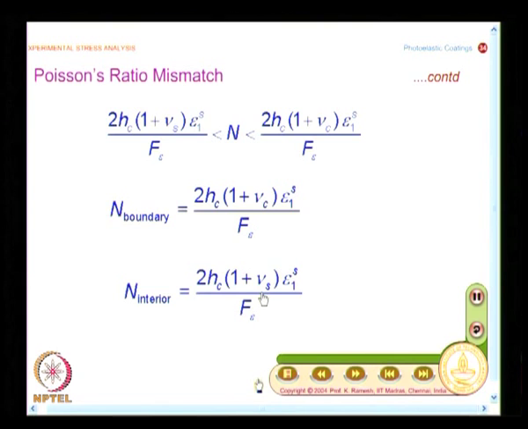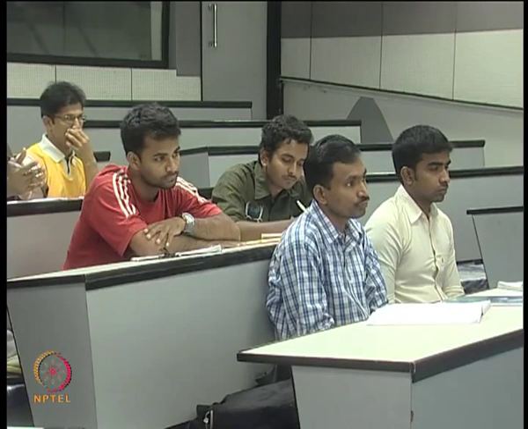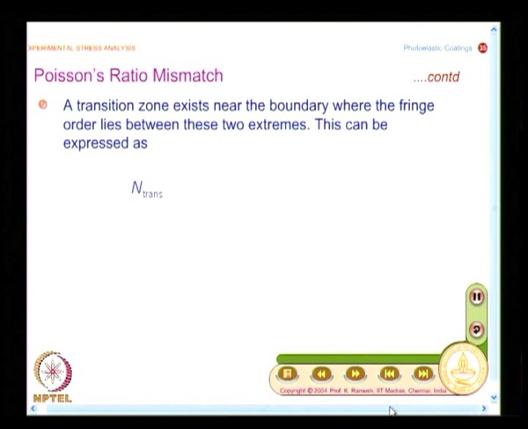So, what you need to recognize is Poisson's ratio mismatch can give problems. Whether the problem is significant or not is what you will have to look at, and people have also done systematic experiments and then established how you can accommodate the Poisson's ratio mismatch. So, what we have looked at earlier was you had fringe orders different at the boundary and the interior.